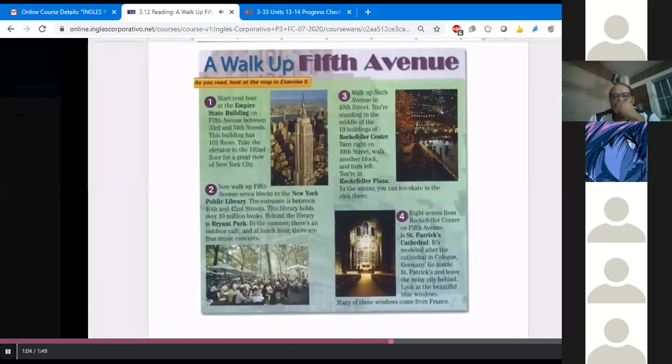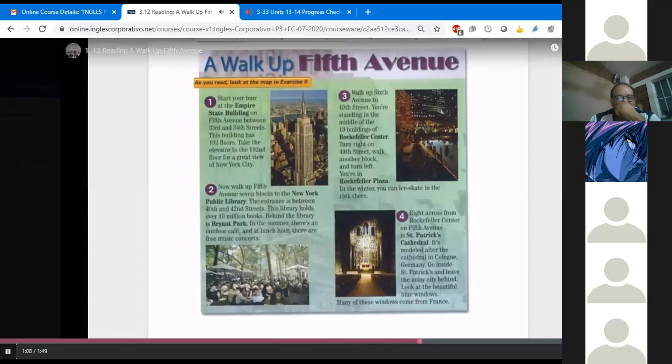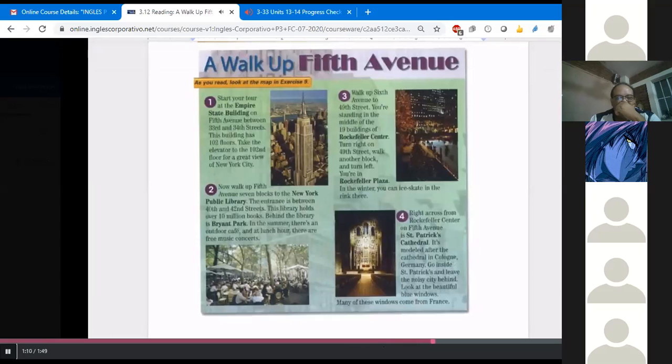3. Walk up 6th Avenue to 49th Street. You're standing in the middle of the 19 buildings of Rockefeller Center. Turn right on 49th Street, walk another block, and turn left. You're in Rockefeller Plaza. In the winter, you can ice skate in the rink there.